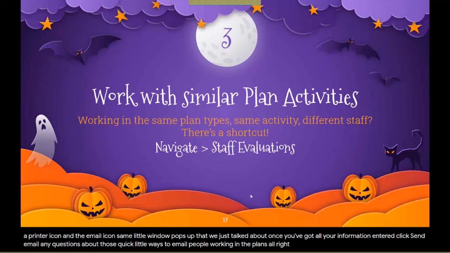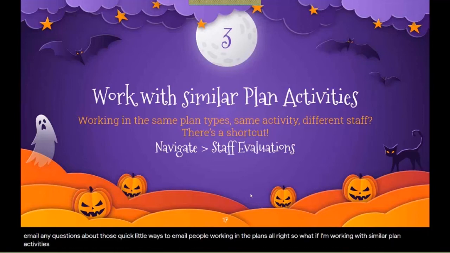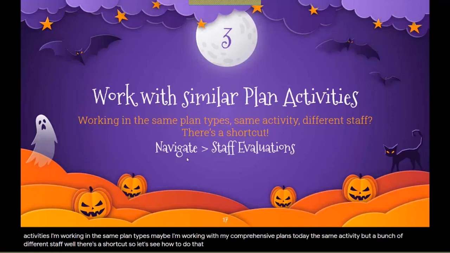All right, so what if I'm working with similar plan activities? I'm working in the same plan types. Maybe I'm working with my comprehensive plans today, the same activity, but a bunch of different staff. Well, there's a shortcut. So let's see how to do that. We're going to navigate back to staff evaluations.